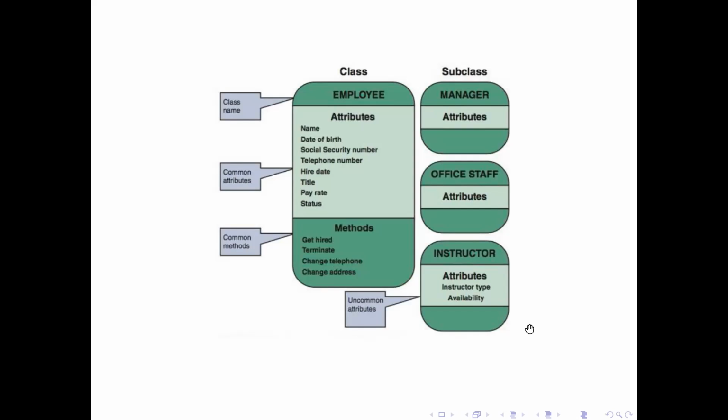Right. Similarly, you can have employee in this example. So that is the class. You can find a set of attributes, and then there will be a set of methods. So the subclasses are more specific ones. Let's assume that we are creating subclasses for manager, office staff, and instructor. Now, depending on your requirement, you can have some attributes belonging to that class.